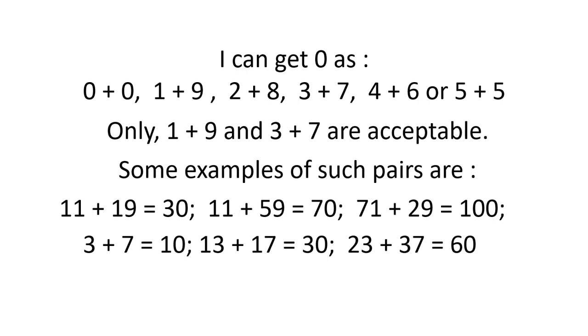So I will choose the numbers which end in 1 and 9, and the other pair will be those which end in 3 and 7. Some examples of such pairs are 11 plus 19 is equal to 30, divisible by 5. 11 plus 59 is equal to 70, divisible by 5. 71 plus 29 is equal to 100, divisible by 5. 3 plus 7 is equal to 10, divisible by 5. 13 plus 17 is divisible by 5. 23 plus 37 is equal to 60, divisible by 5. Again I suggest to students to generate more pairs from the list of prime numbers and practice for yourself.